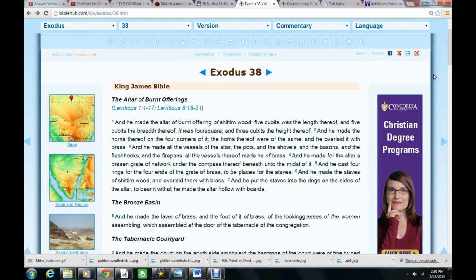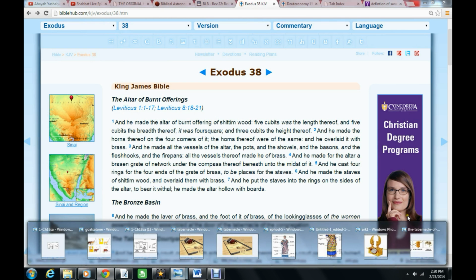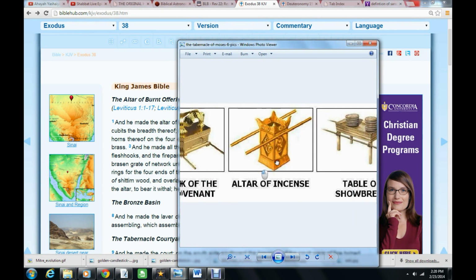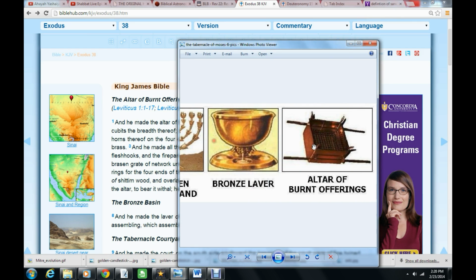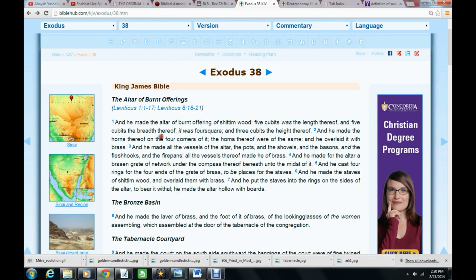Exodus 38, section 1. The altar of burnt offerings. And he made the altar of burnt offering of shittim wood. Remember what the offering is. To refresh your brain, the burnt offering would be this right here. The altar of burnt offering, where you're supposed to cook and do all your ritual. So remember, 5 cubits was the length thereof, and 5 cubits the breadth thereof.